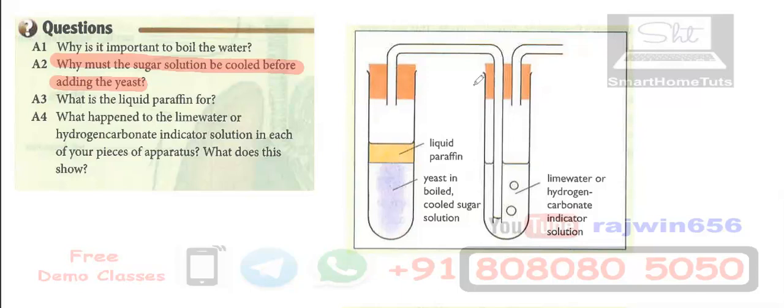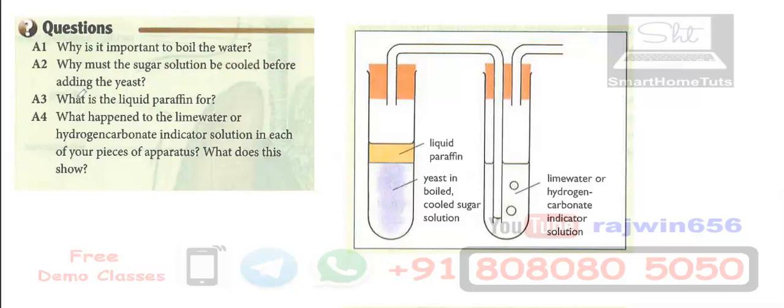Okay. Now, last time in the chapter on enzymes, we had discussed that yeast is going to be active only up to a certain temperature. Beyond that, what is going to happen to this yeast? Denatured. Yeah, that's correct. It will get denatured. Therefore, this part is necessary. It has to be cooled. Otherwise, the yeast will get denatured.